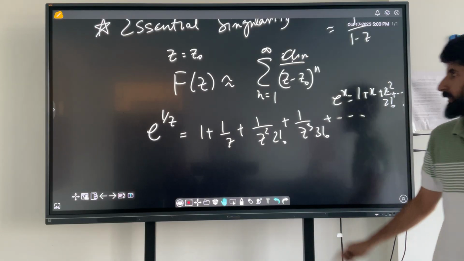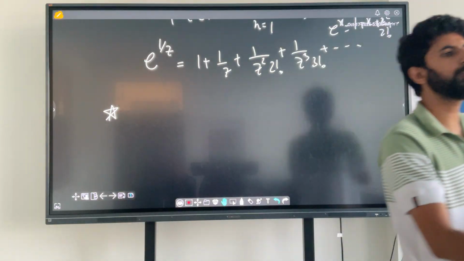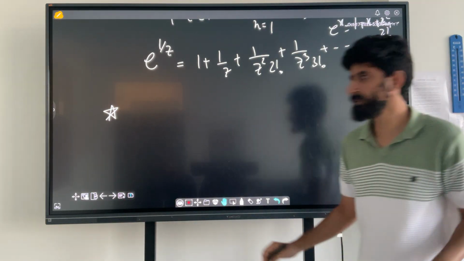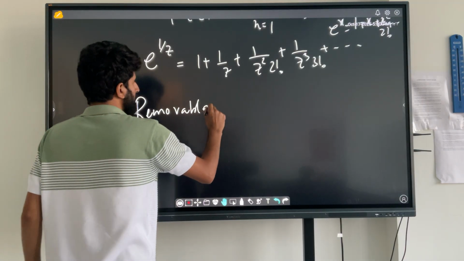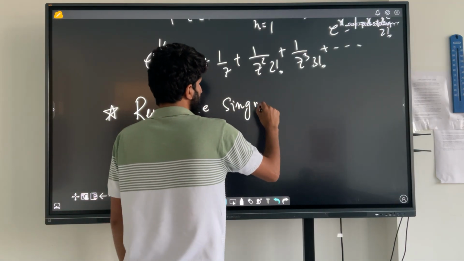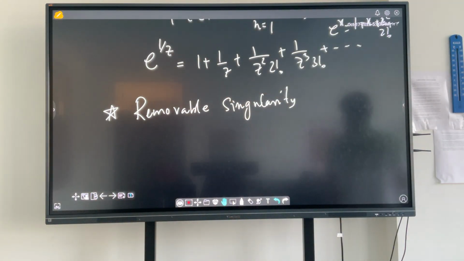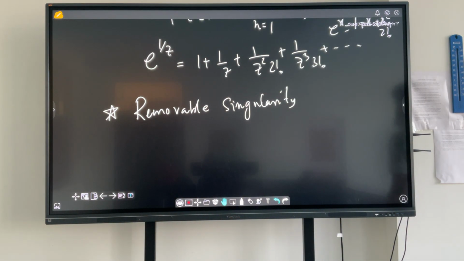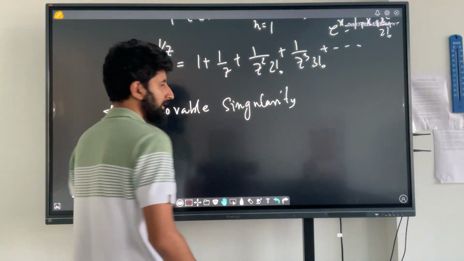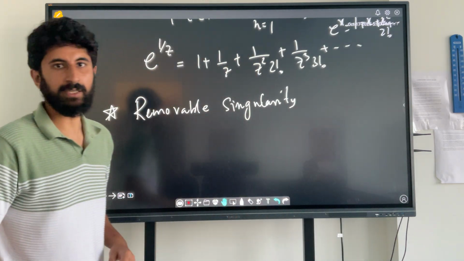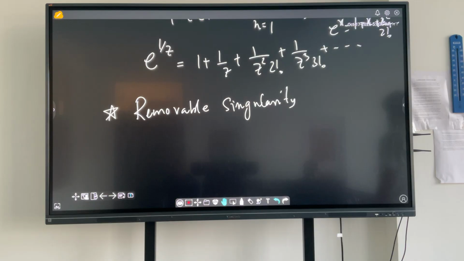And the third one is the easiest one. It's a removable singularity. This is the easiest one. If you take the limit and redefine the function there, then there is no singularity. It's not obvious that redefining a function will remove the singularity, but with removable singularities, you can do that.